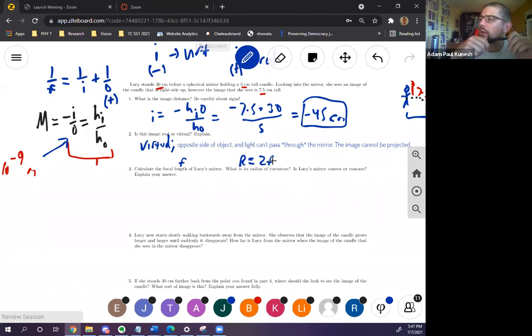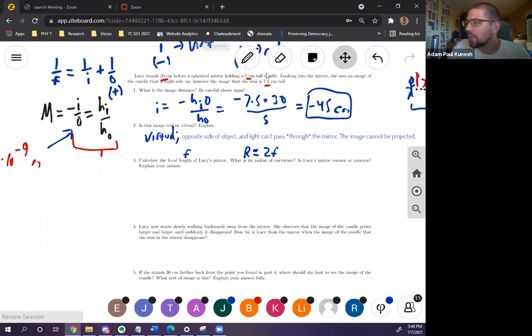What the radius of curvature really talks about is the radius of a spherical mirror if we were to keep the whole sphere. Instead of just slicing out this little chunk that we use as the mirror, we would keep the whole mirror. It would be the radius of a sphere of that size.